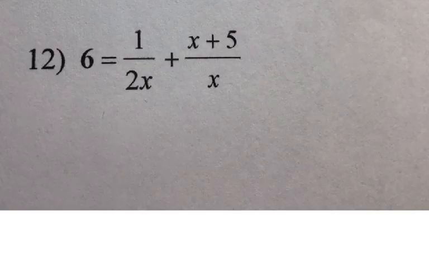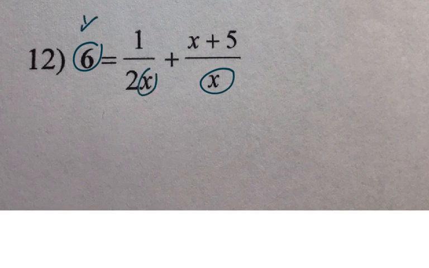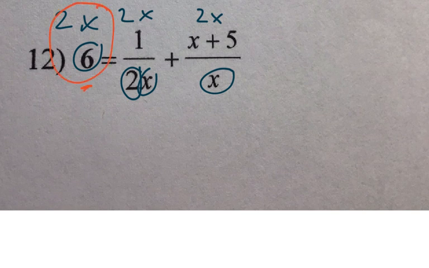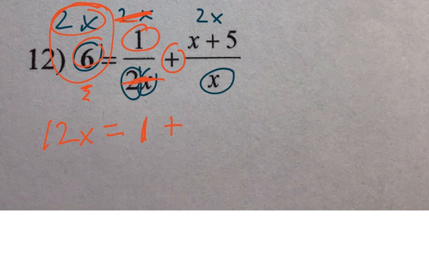All right, let's squeeze in one more. Why not? Number 12. Notice the 6 does not have a fraction with it. No big deal. Our common denominator is going to be x. And since this one has an extra 2 factor, it's got to also be 2. So let's see what happens. Here, nothing simplifies with the 2x. So 2x times 6 is 12x equals. Here the 2x's cancel. I'm just left with 1 plus. Here the x's cancel. I have to take 2 times x plus 5.